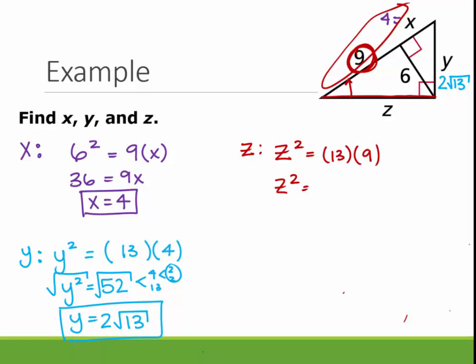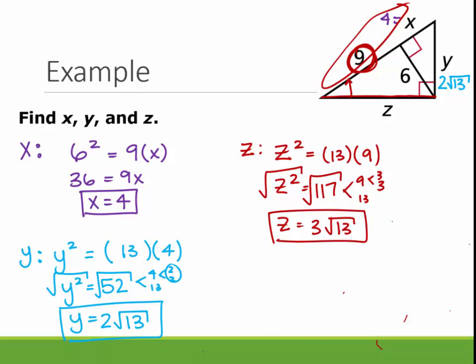So z squared equals 117. And if we take the square root, we end up breaking this down into 9 and 13. We can pull out a group of 3's, and 13 is stuck in there. So this ends up being 3 root 13. So a little easier than separating all the triangles, but you have to remember the relationships.